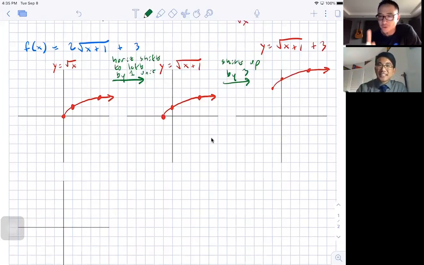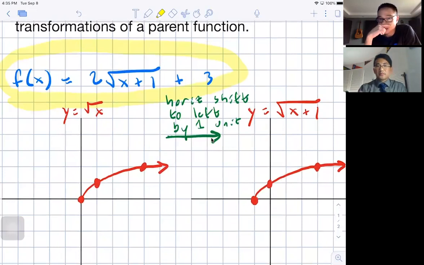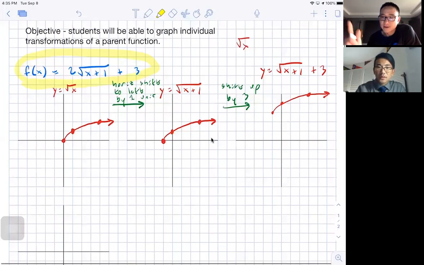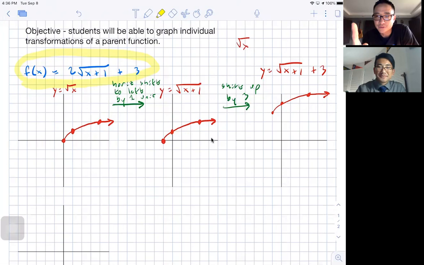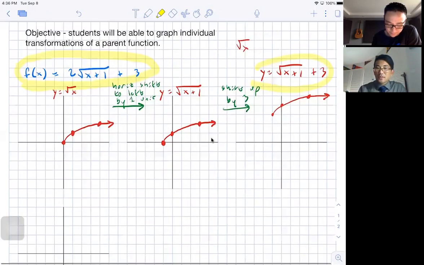So let's back up a sec. What we're trying to get to is here. Let's not forget what we're trying to do. We're trying to get to this equation: 2 times the square root of x plus 1, plus 3. Okay, so now let's do this. We're going to multiply by 2, right? Here's the clincher. If we multiply by 2, we're multiplying the entire function by 2. Let me say that again. This is where we can mess up. We have to take the previous function, which is this, and multiply that entire thing by 2. So let's multiply it by 2.